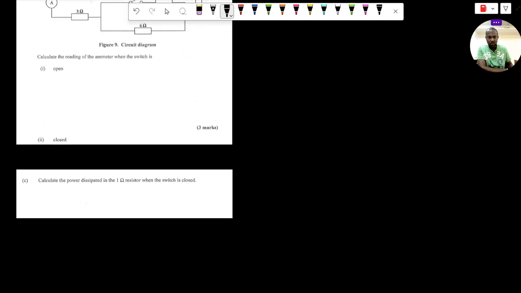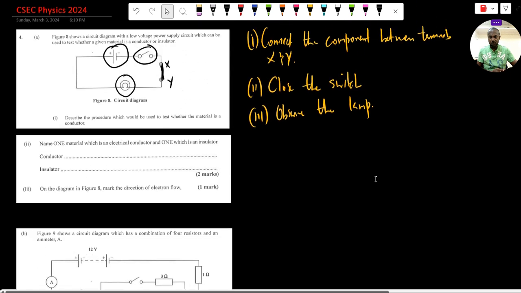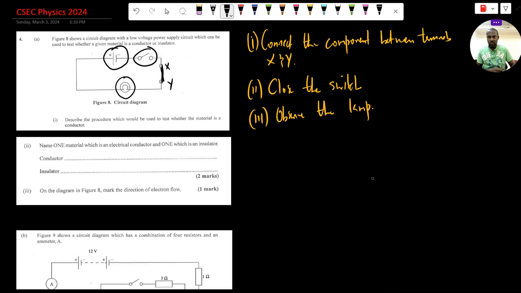Where's my cursor? Where's my cursor? Oh, what's happening there? All right, so where is my cursor?